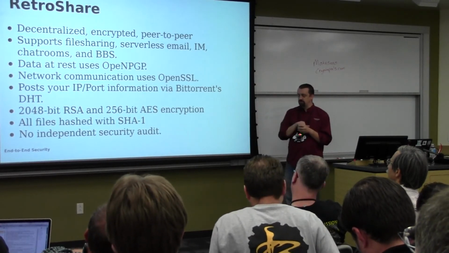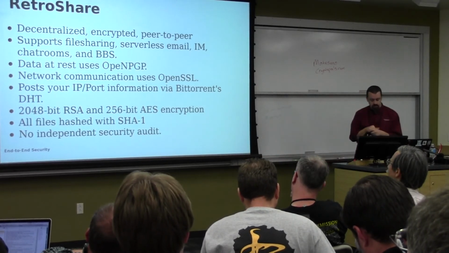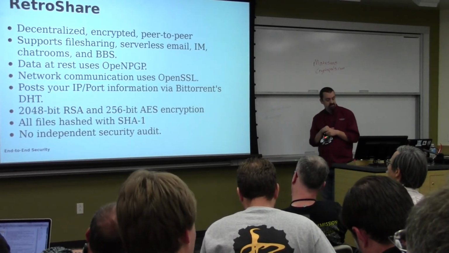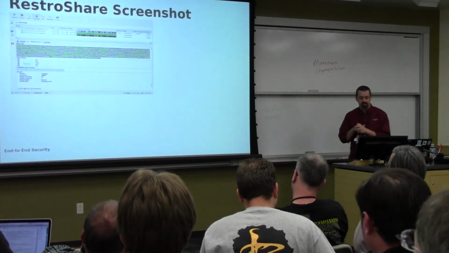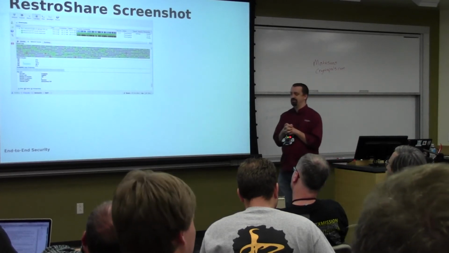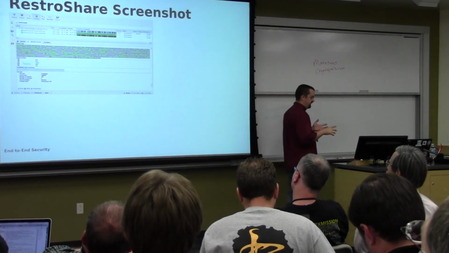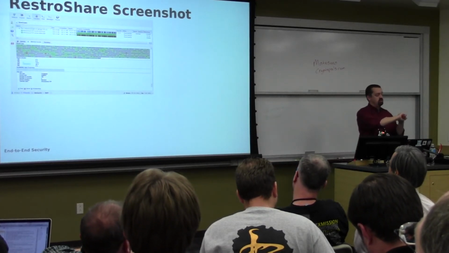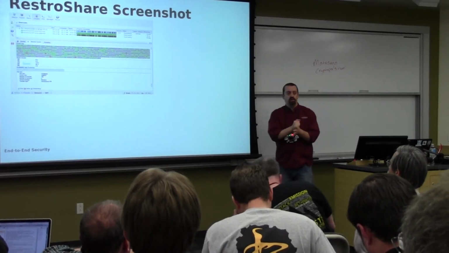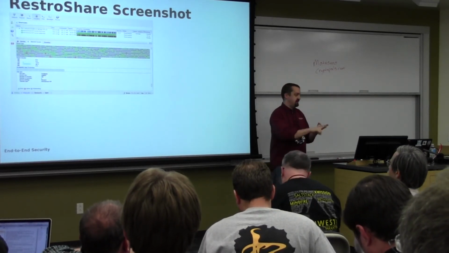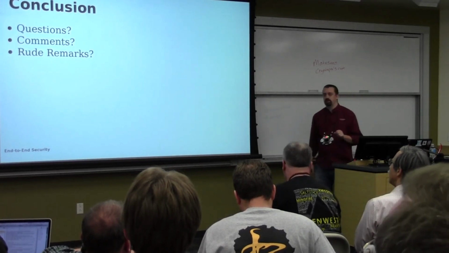It uses the BitTorrent DHT for its network traversal, similar to Tox. There's some of the encryption stuff about it. Also, no independent security audit. And here's the screenshot that I had to steal from the internet because I was having trouble with my install. So those are 5 implementations: OTR, GPG, Tox, Bitmessage, and RetroShare that you can use right now for end-to-end crypto, whether it's video chat, text messaging, email, file share, and so forth.